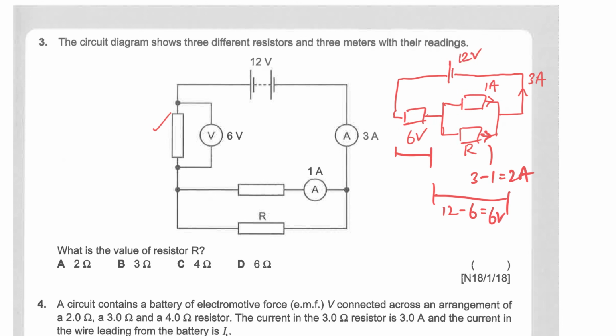Okay, because the rule is the sum of potential difference across these two in series has to be equal to the EMF. If you know that this is 6 volt, I can find the resistance R here, because R equals V over I. The V across the R is 6 volt, and the current flowing through, which we have found just now, is 2 ampere. Therefore, the resistance of R will be 3.0 ohms. So the answer will be B.